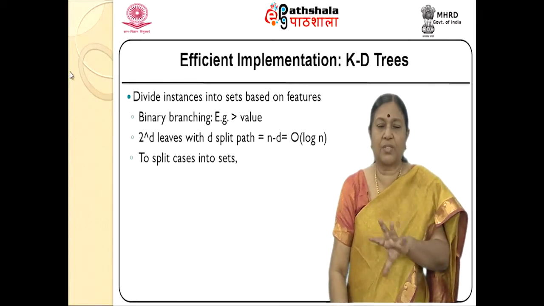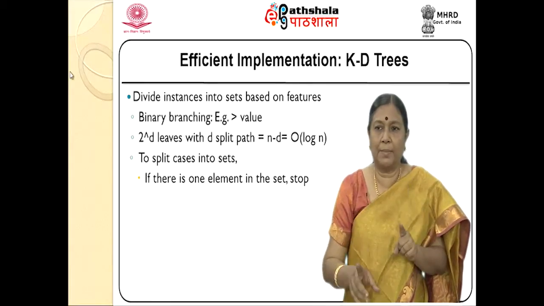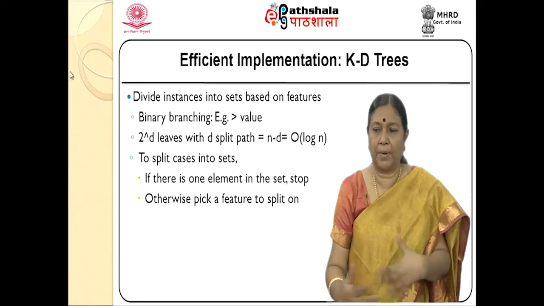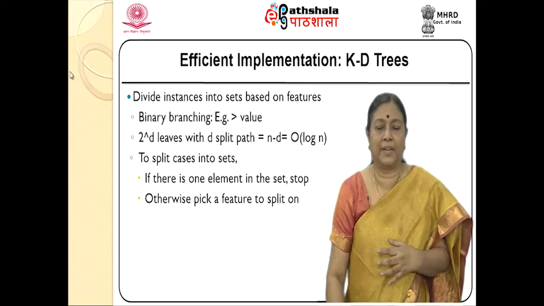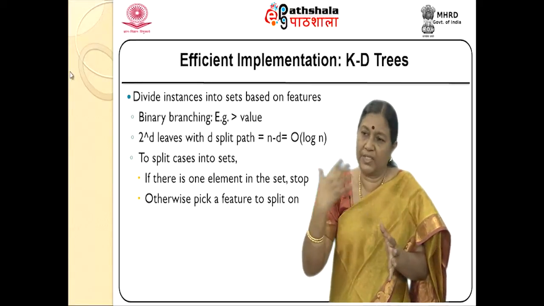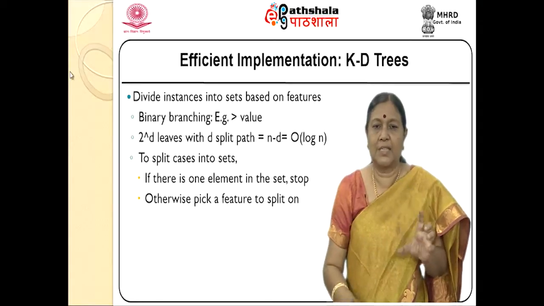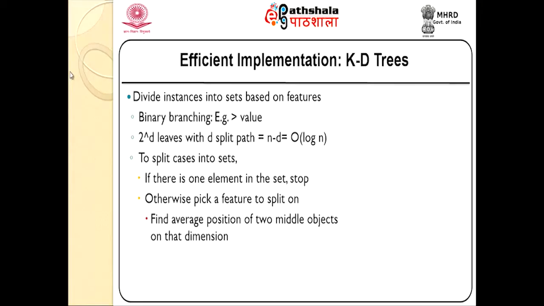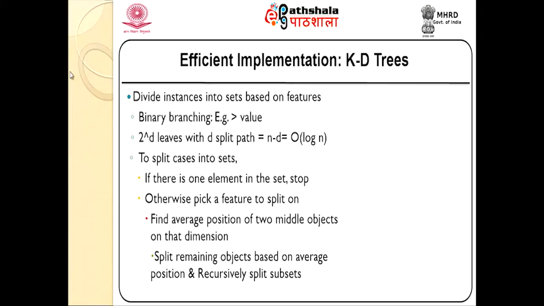To split cases into sets, you stop when there is only one element in the set. Otherwise, pick a feature to split on, and you keep on picking features. If you have more features, you split further. This is somewhat like another method which we will be using later, I am not talking about it now, but this is just to reduce the time complexity. So, you find the average position of the two middle objects on that dimension, and then you use that to find out whether this can fit in as a near neighbor. Split the remaining objects based on the average position and keep recursively splitting these subsets till you get single instances.